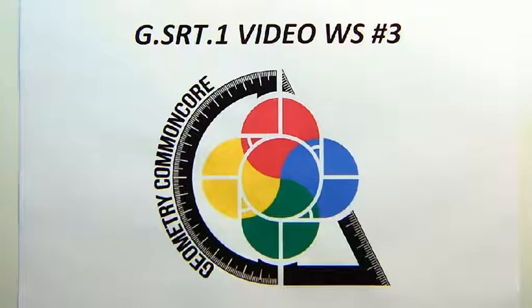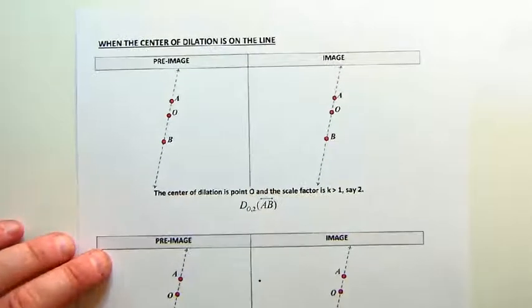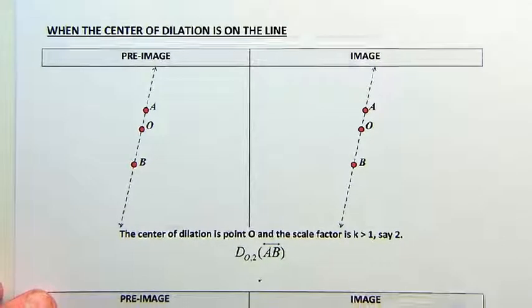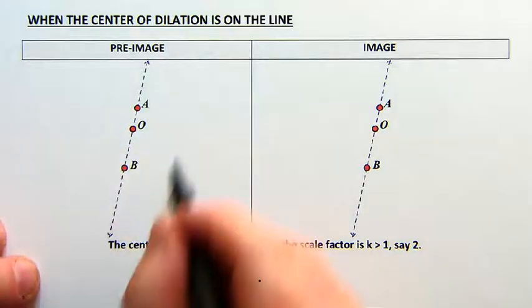Alright, we're looking at GCRT number 1, objective 1, and this video deals with worksheet number 3. Worksheet number 3 basically deals with what goes on at the heart of the center of dilation. And it asks us to understand what it does to lines when the center is on or off of those lines. So here is our pre-image setup.